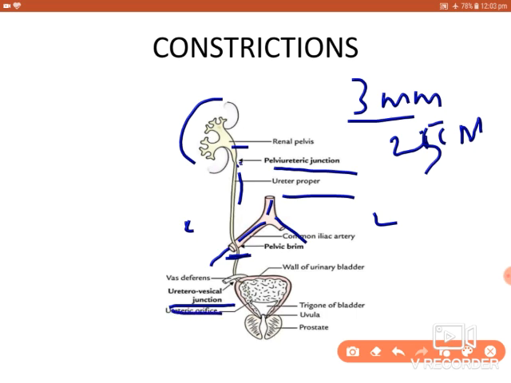These are the constrictions of the ureter: at the pelvic ureteric junction, where it crosses the pelvic brim, and at the ureterovesical junction. These constrictions prevent backflow of urine. Moreover, carcinoma starts from these areas, and ureteric calculi or kidney stones get stuck in these areas because they show constrictions. If a stone is more than 3 mm in size, it gets stuck there. That is about the constrictions.